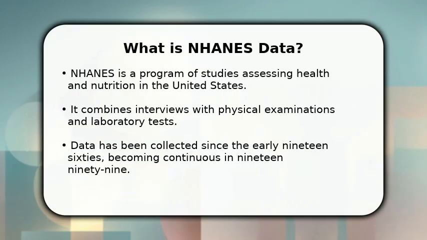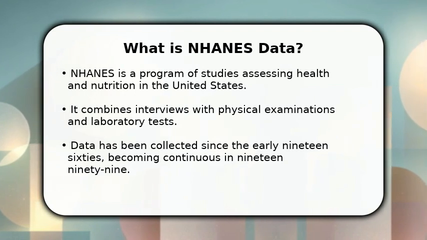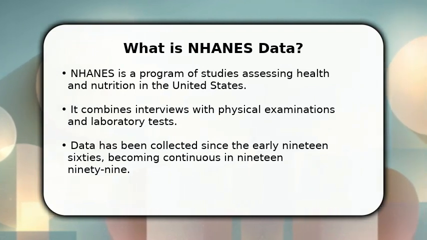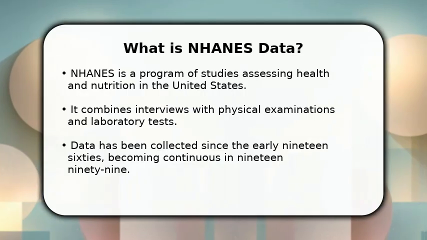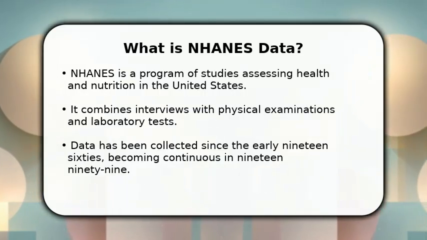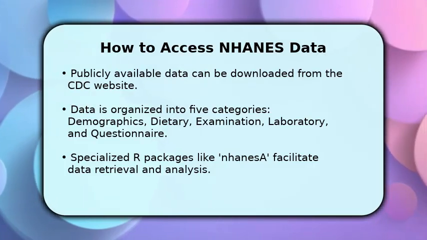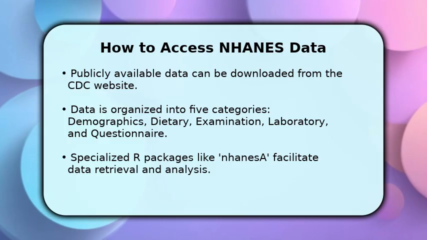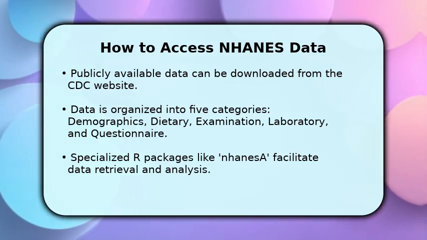Data collection began in the early 1960s, transitioning to a continuous program in 1999. Each two-year cycle surveys approximately 5,000 individuals, providing a rich, ongoing snapshot of public health. Accessing NHANES data is straightforward for public use files. You can directly download these datasets from the Centers for Disease Control and Prevention website.